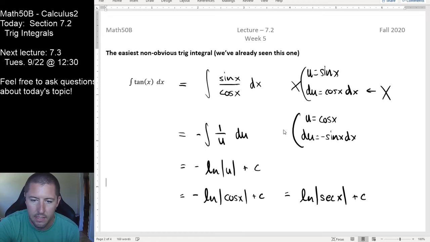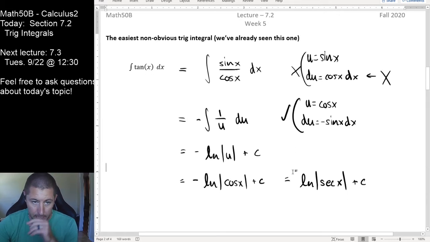As it's gone for you guys in 7-1, you're going to make some wrong guesses for u sub and for integration by parts, and that's okay. We can always just try another choice, and we'll see some of that crop up here today.